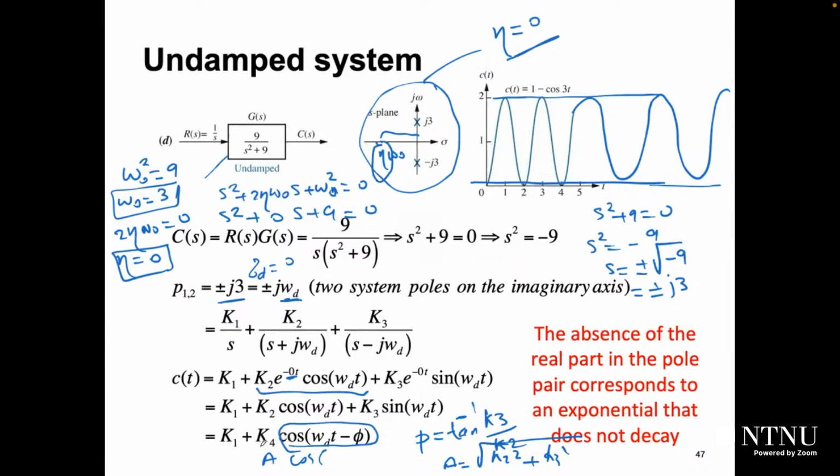We don't have the damping effect because the exponential part is 1. In fact, exponential minus 0t is just 1. If we had a negative exponential here, it would have the damping effect, right? But we don't have it here, so the exponential term will be 1. So the output will be a function of cosine omega dt minus phi.